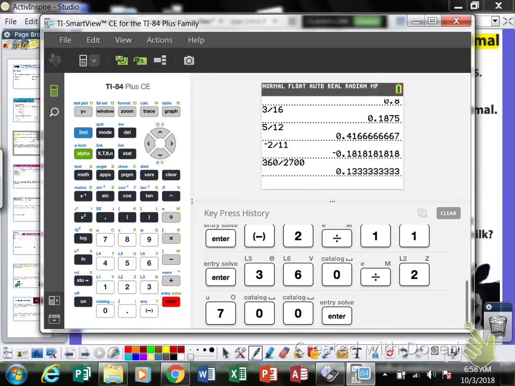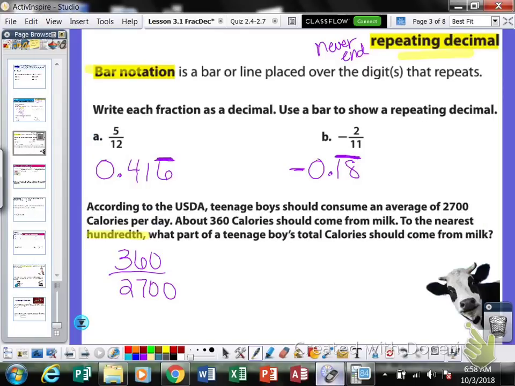we get 0.1333333. Now, this is a repeating decimal, but they did say to the nearest hundredth. So the nearest hundredth is 2 decimal places. So 0.13. And we don't put the bar over top of it because they wanted it to the nearest hundredth. So we're actually rounding. So we don't use the bar in that case.